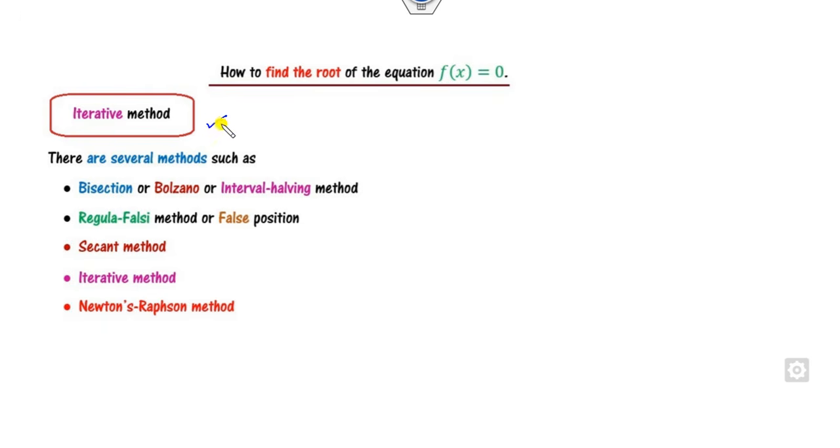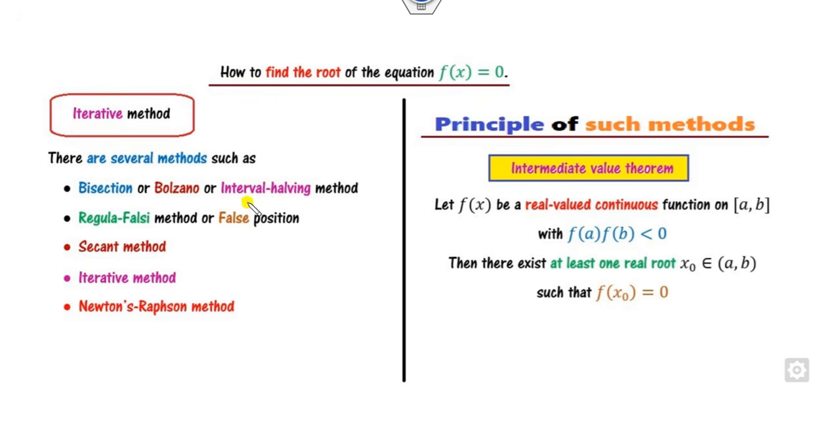Now there are several methods for finding the roots of an equation in the indirect method. The first one is the bisection method, also called Bolzano or interval halving, then regula falsi, secant method, iterative method, and Newton-Raphson method. In this lecture we will first explain the bisection method. In all these methods, the principle of finding the root of the equation depends upon the intermediate value theorem, in short, the IVT.